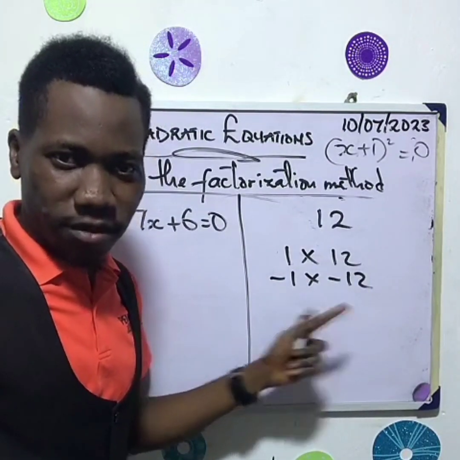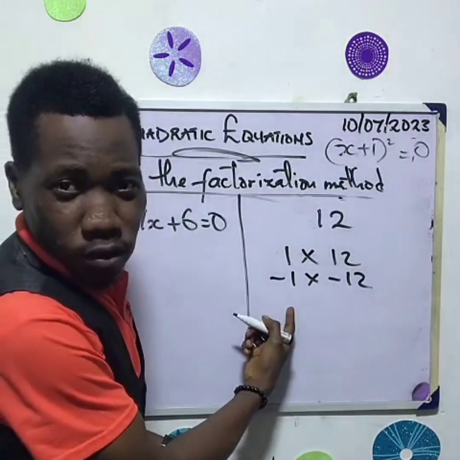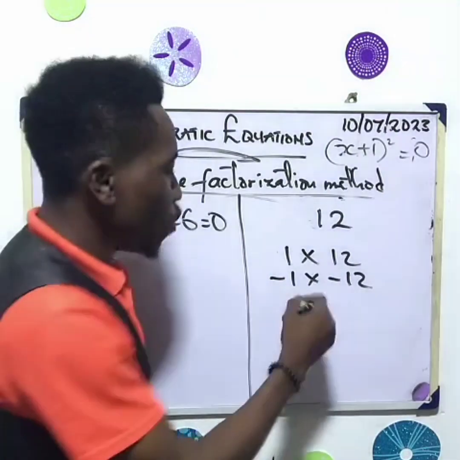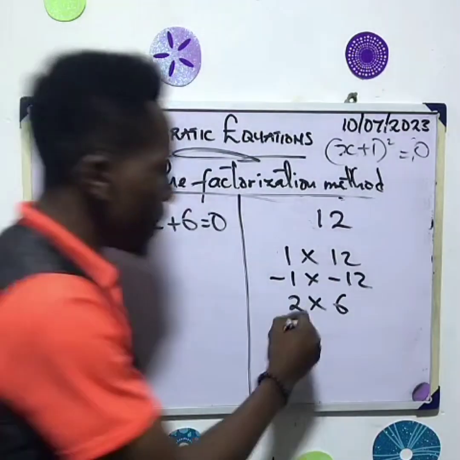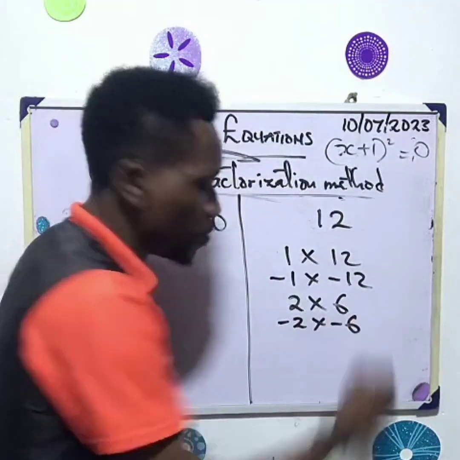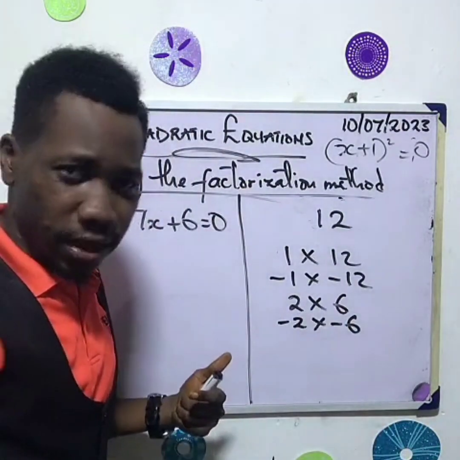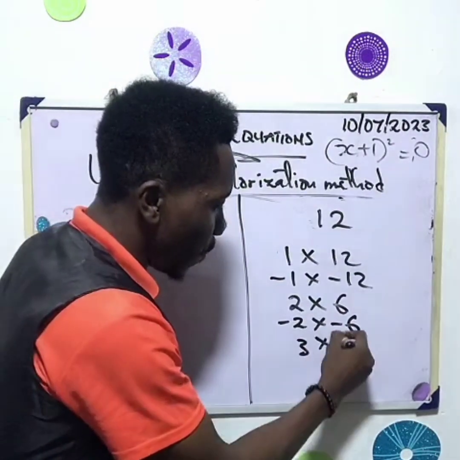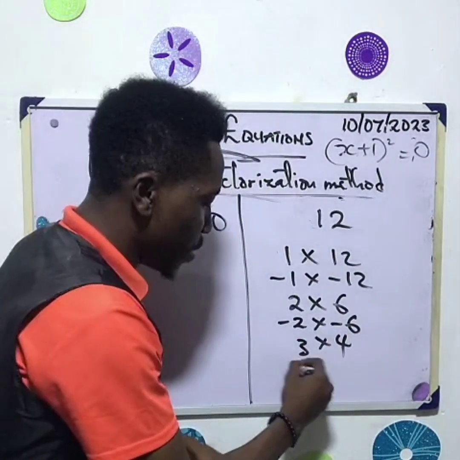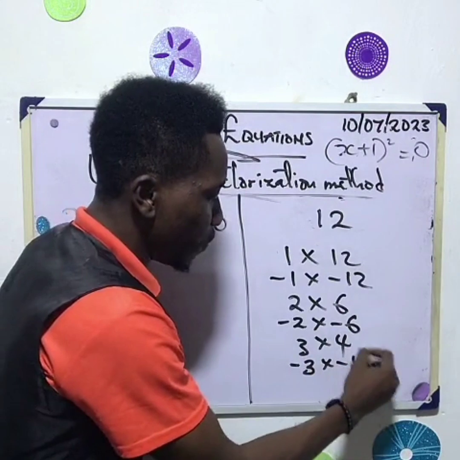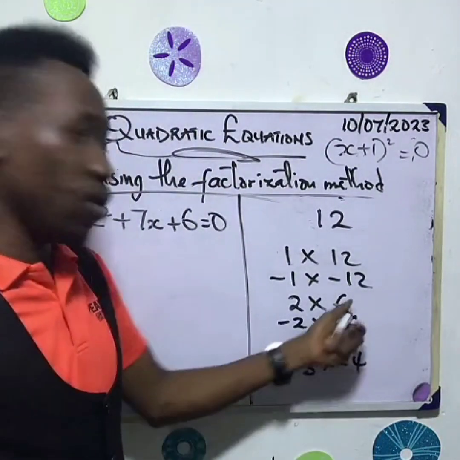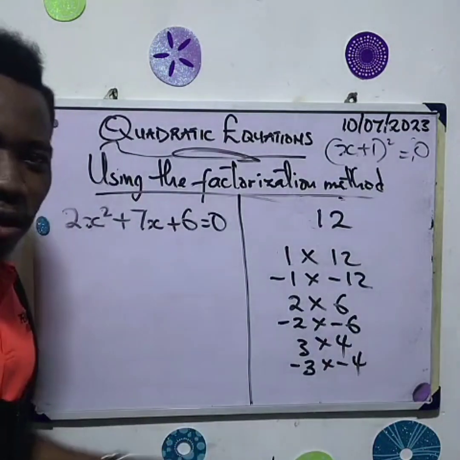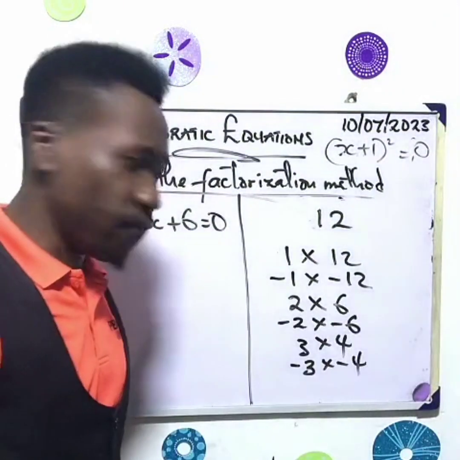Okay, good. 2 times 6 for that. So, check 2. 2 is a factor of 12, so 2 times 6. What else? Minus 2 times minus 6. Can 3 divide? Yes. So 3 times 4, and minus 3 times minus 4. 5? No, 5 is not a factor of 12. 6? We already have 6. Alright, so we've gotten all the multiplicative factors.